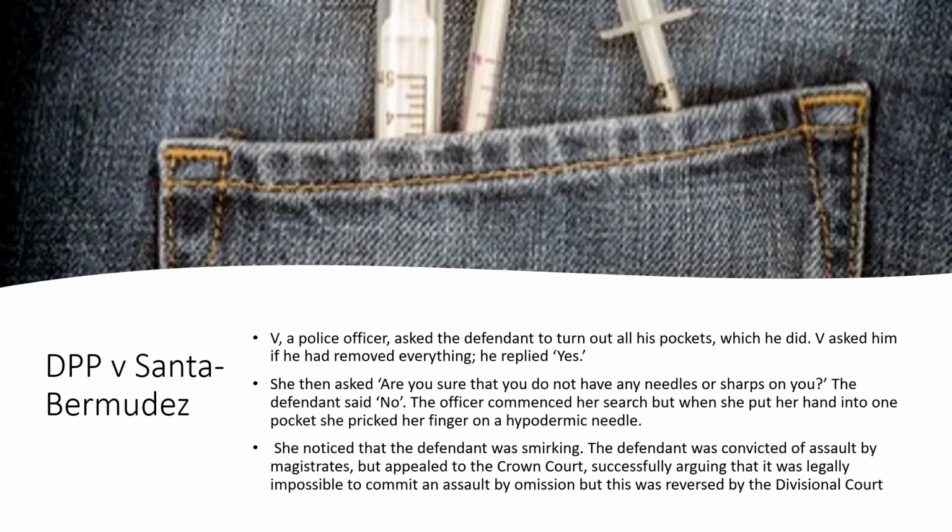Now, she noticed the defendant was smirking, and the defendant was convicted of assault by magistrates, but appealed to the Crown Court, successfully arguing it was legally impossible to commit an assault by omission. But this was reversed by a Divisional Court, so he had a duty by statute to tell that there were sharps in the pockets.